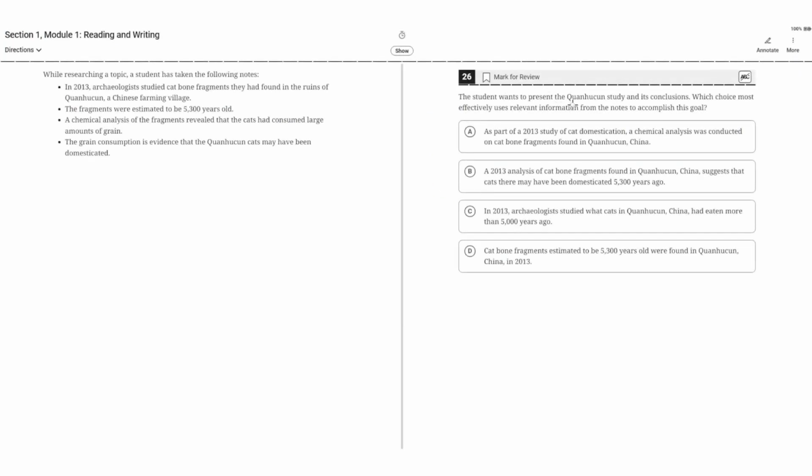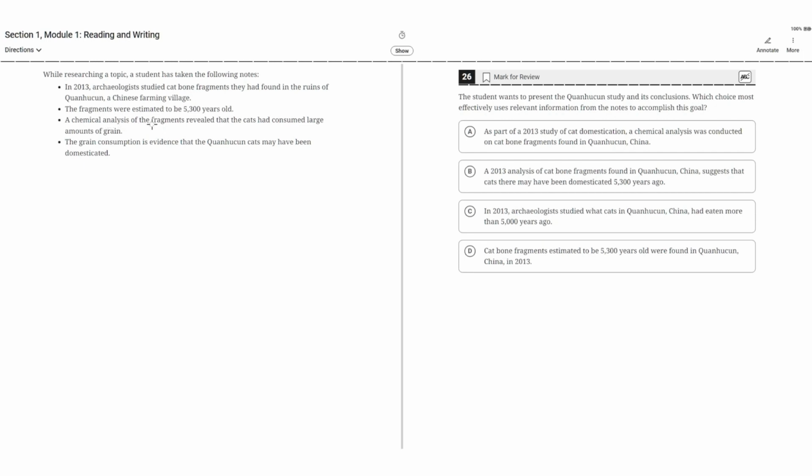The student wants to present the Kwan Ho Kun study and its conclusions. Which choice most effectively uses relevant information from the notes to accomplish this goal? While researching a topic, a student has taken the following notes. In 2013, archaeologists studied cat bone fragments they had found in the ruins of Kwan Ho Kun, a Chinese farming village. The fragments were estimated to be 5,300 years old.